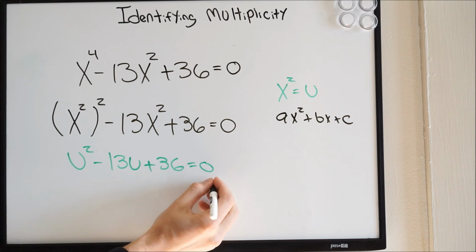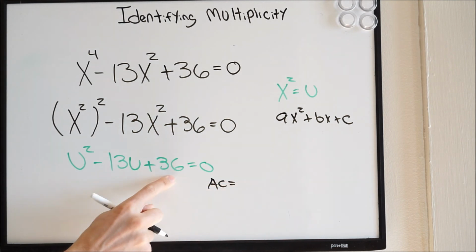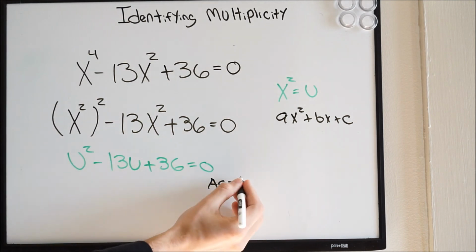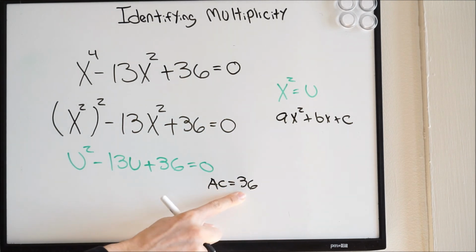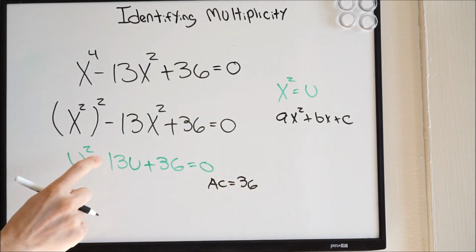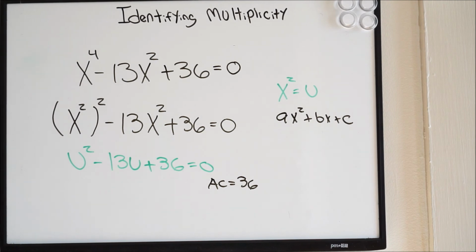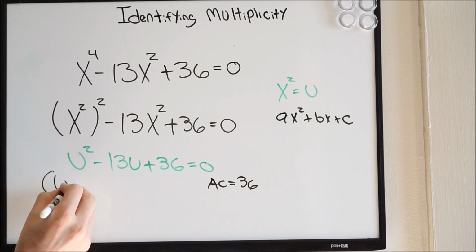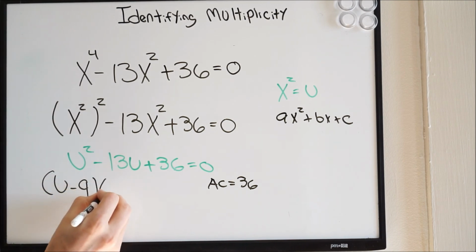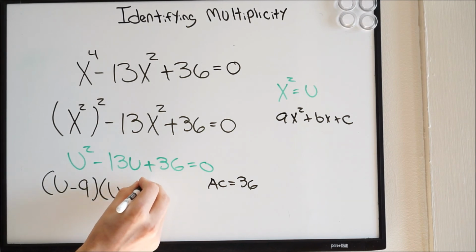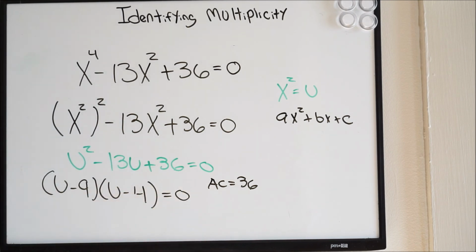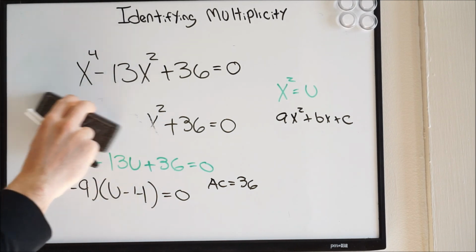Okay, so a times c. So we get 36 times 1, that's just going to be 36. What two numbers when I multiply will be 36, but add up to negative 13? Well, that's going to be negative 9 and negative 4. And I'm just going to rewrite this as u minus 9 and u minus 4. And again, we're all equal to 0 here. Okay, so we have it at this point. I'm going to go ahead and erase some of this work so we can finish this off.